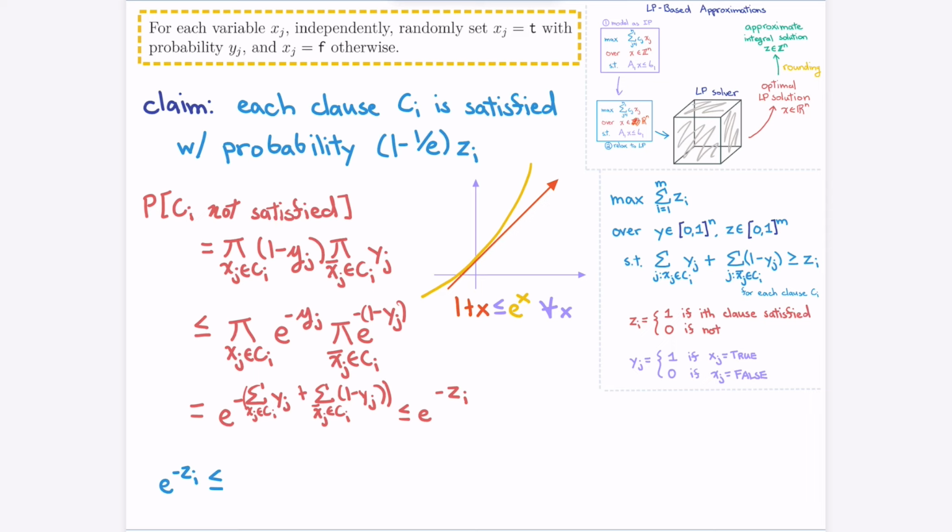The log of both sides. Well, there's only one side at the moment. It's e to the minus zi. No, we're going to have to use another inequality. So here we're going to use the fact that e to the minus x is a convex function.